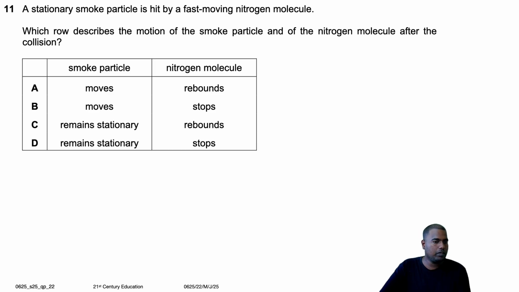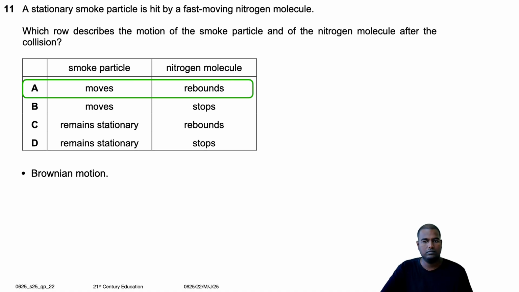A stationary smoke particle is hit by a fast moving nitrogen molecule. Which row describes the motion of the smoke particle and of the nitrogen molecule after the collision? It's Brownian motion. So both the smoke particle and the nitrogen molecule move, but the smoke particle is bigger than the nitrogen molecule. So the nitrogen molecule will rebound. Right.